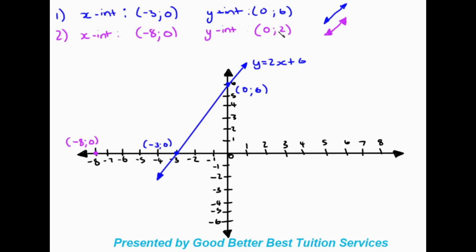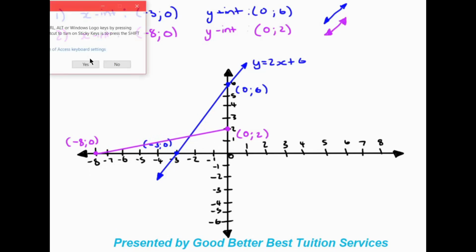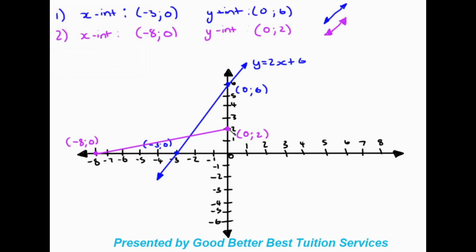Then we find 0 and 2, so 2 on the y-axis, right? And 0 is x, so we stay on the y-axis. That's 0 and 2. And then all we have to do then is link up these 2 points to find our line. Now if you can remember, let me just complete this line for you guys.